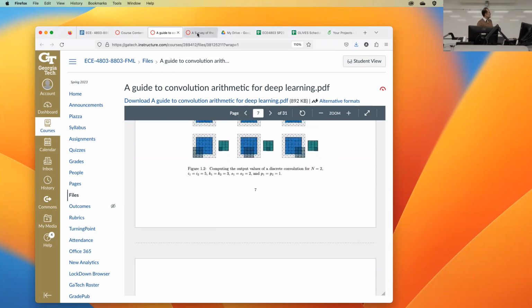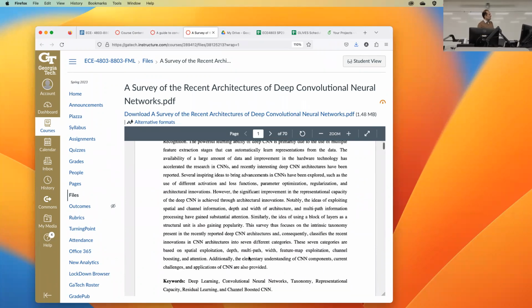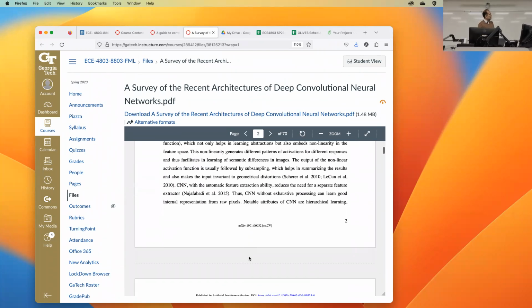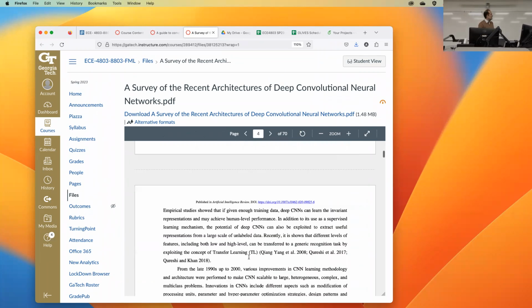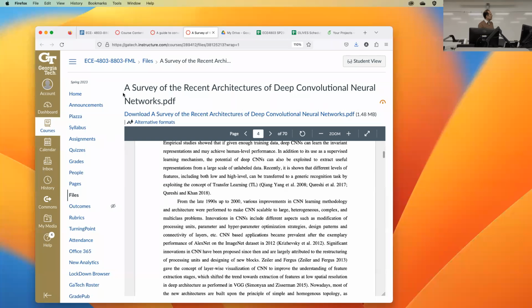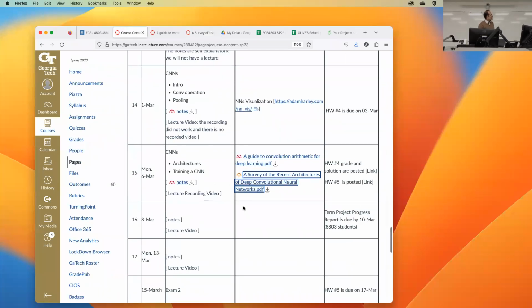And then the second one is a survey paper. Throughout today's lecture, I will be citing this paper. So I really strongly recommend that you read this paper. It will really help you understand the different architectures. It's a survey paper, so it's a very, very long paper. So these are the two things that I added.